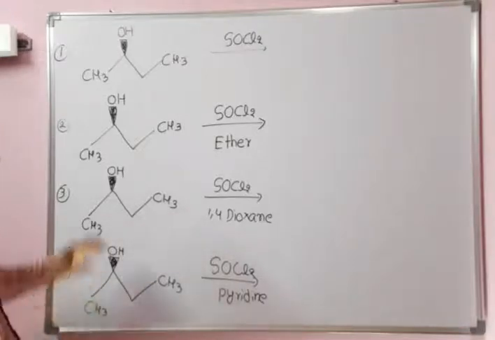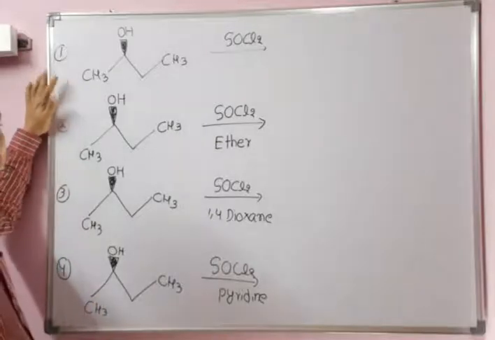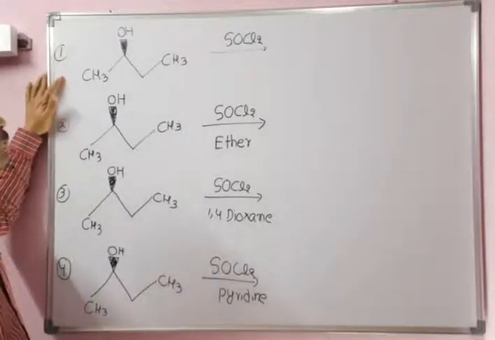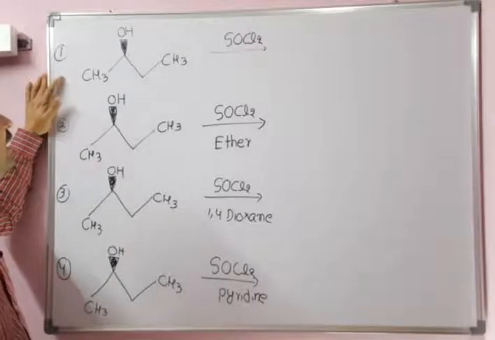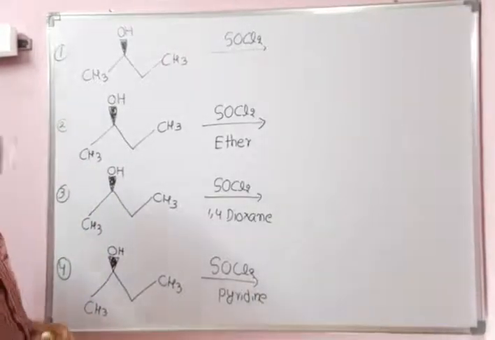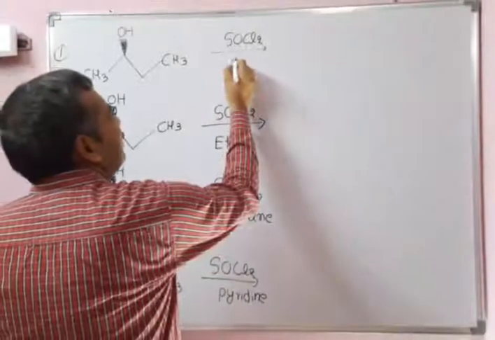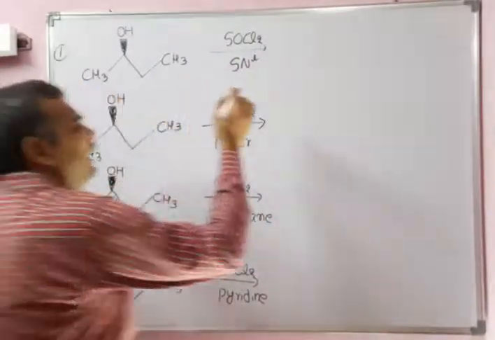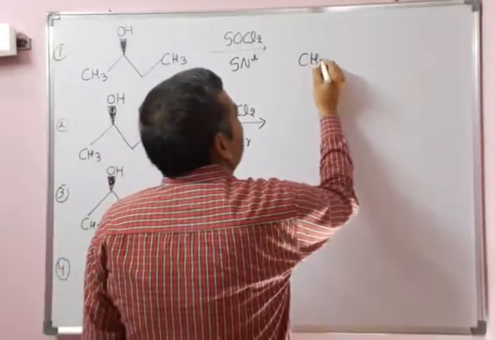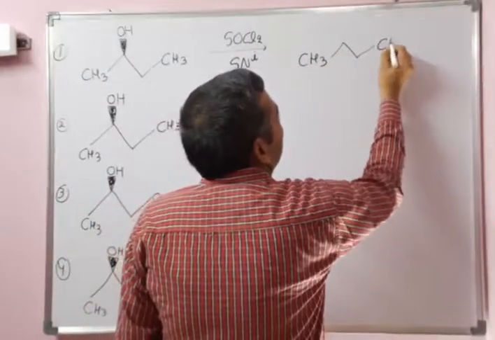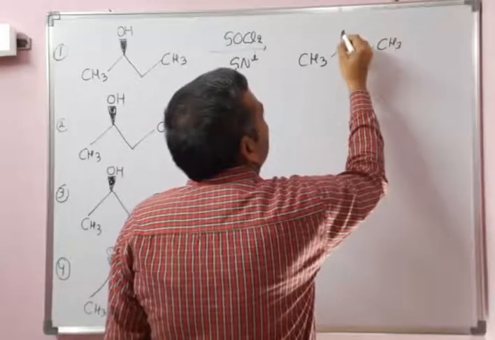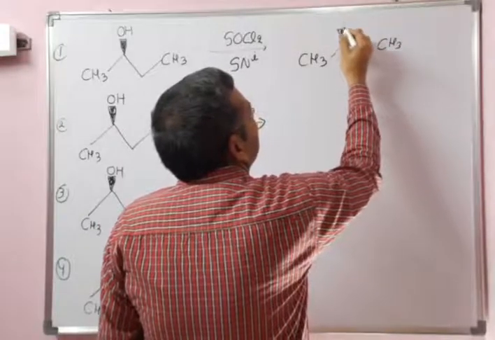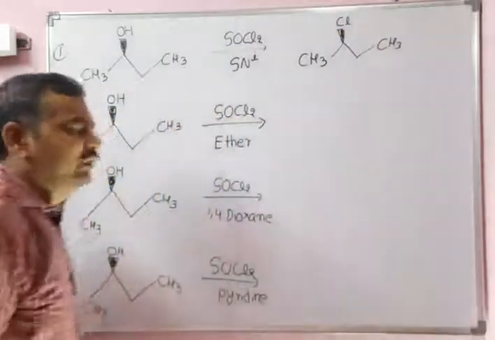In the first case, see, a chiral alcohol. What is this? 2-butanol. A secondary alcohol, 2-butanol, which is chiral, reacts with thionyl chloride neat, without solvent. There is no solvent in the neat. So neat means it will follow the SNi mechanism. SNi means retention of the configuration will take place. That means Cl will form above the plane.